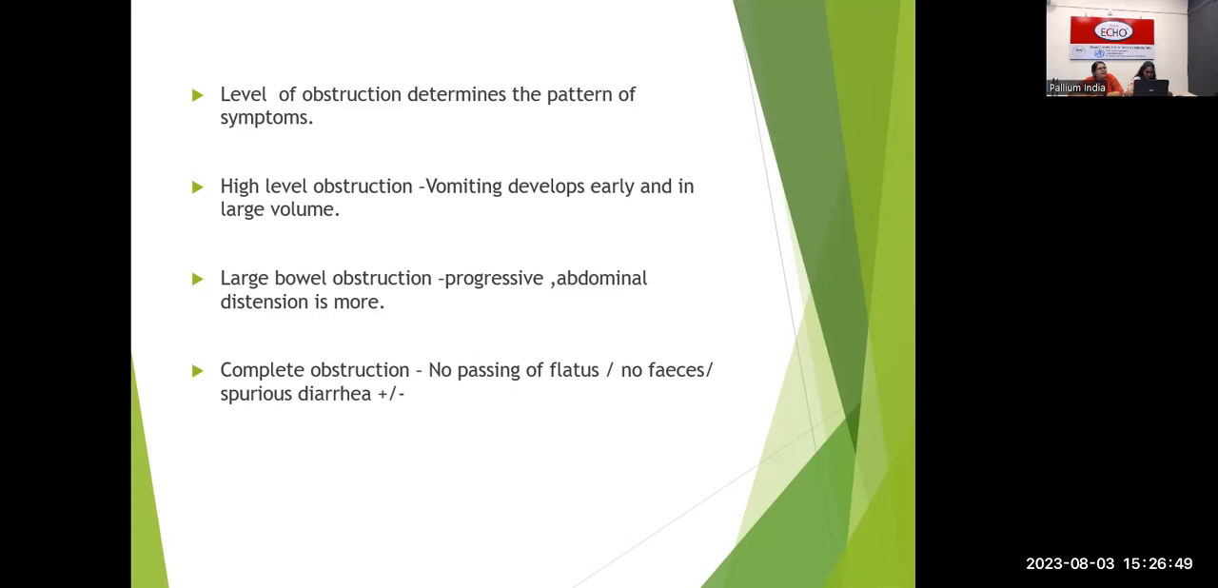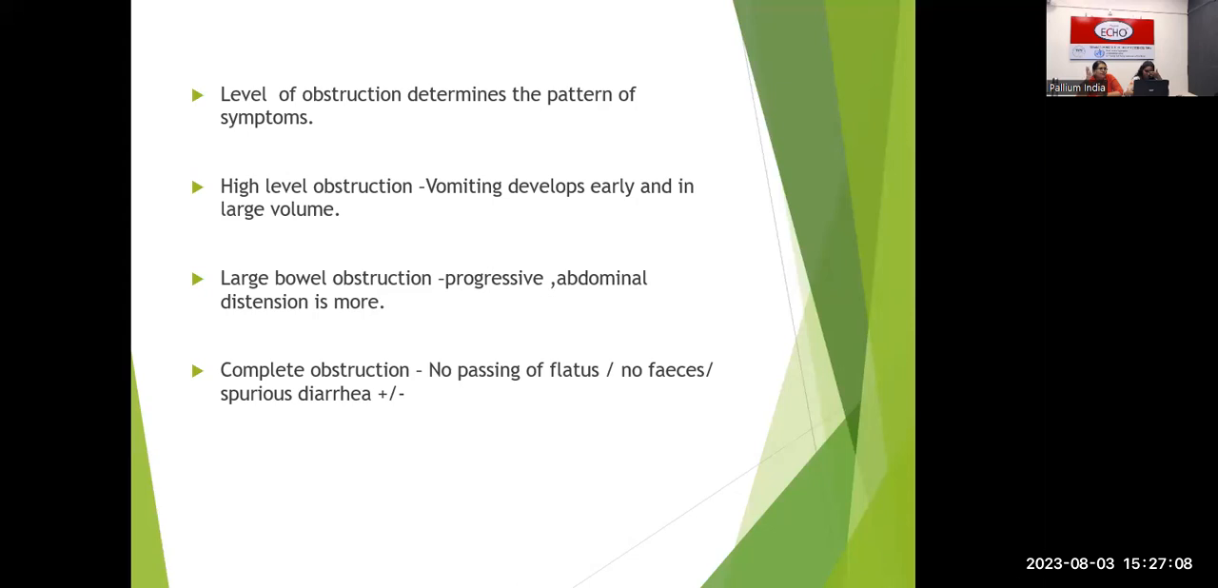Have you heard of seeing multiple air fluid levels? That is a typical finding that you see in an X-ray. You can see the dilated, distended loops along with multiple air fluid levels. If there is some perforation, you can see the air under the diaphragm.